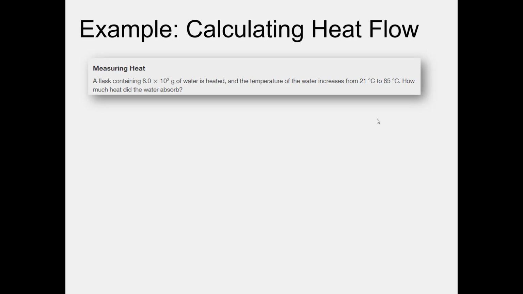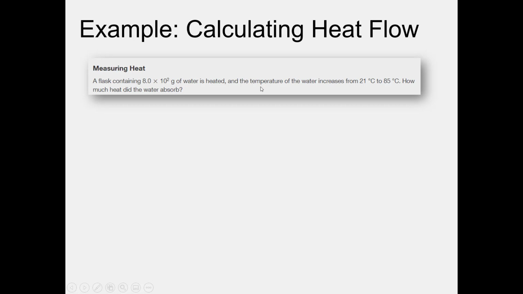So in the first example, we're told that a flask containing 8.2 times 10 to the second grams of water is heated, and the temperature of that water increases from 21 degrees Celsius to 85 degrees Celsius. We want to know how much heat did the water absorb. Now, the first thing to notice is that our mass of water is given to us in scientific notation. So you need to be fluent in your scientific notation to convert this to standard notation if you'd prefer to think in standard notation. So 8 times 10 to the second grams of water corresponds to 800 grams of water being heated.